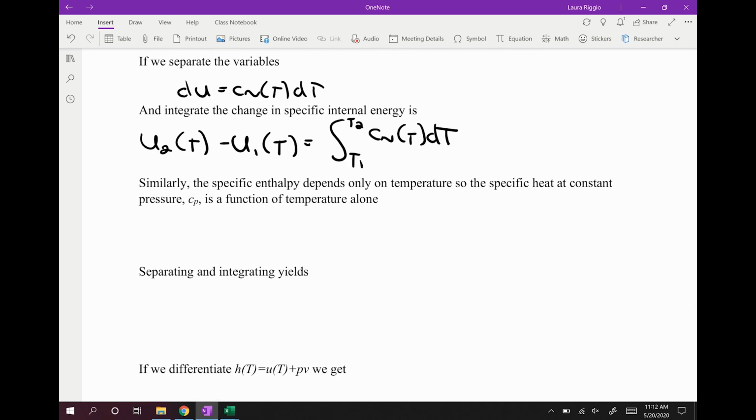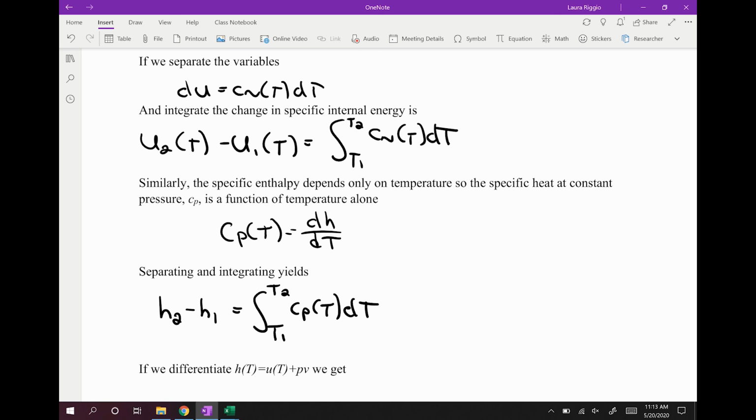We can do a similar thing for our specific heat at constant pressure, which is also only a function of temperature. It's now equal to the derivative of enthalpy. Again, if we were to separate and integrate, we would get that H2 minus H1 is equal to the integral from T1 to T2 of Cp of T dT.